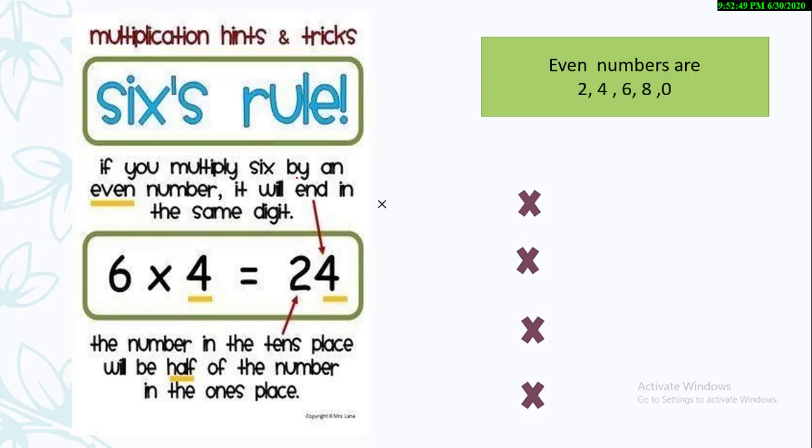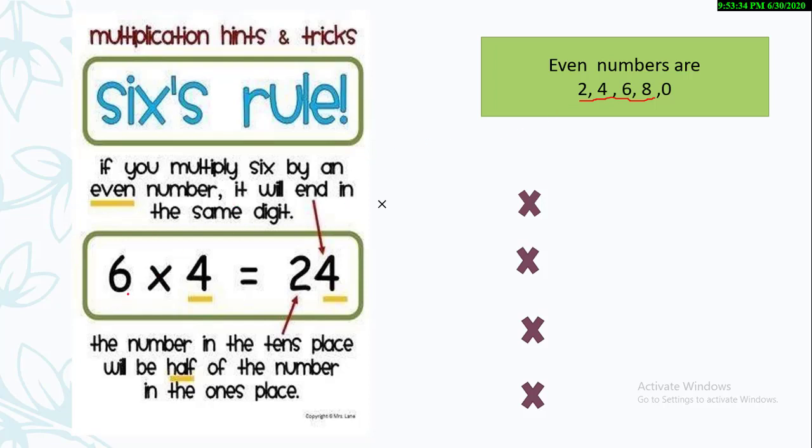If you multiply 6 by an even number, it will end in the same digit. The first trick is that if 6 is multiplied with an even number, like 6 2s are, 6 4s are. What are the even numbers? That is something that you guys have learned in grade 2, but I just mention it again over here. It's about the 2 times table. The numbers which are used in the 2 times table are called even numbers, like 2, 4, 6, 8 and 0. They all are even numbers. So they said that if you are multiplying 6 with an even number, it will end in the same digit.